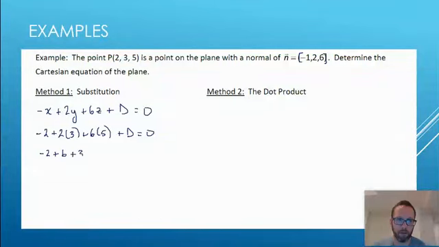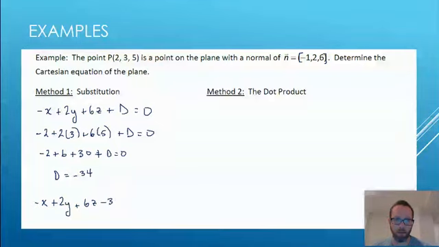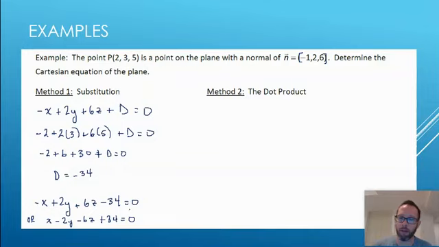-2 plus 6 plus 30 plus d equals 0. So that's going to give us 34, and we move it over, we're going to get d is -34. And so the equation of our plane, the Cartesian equation, is this: -x plus 2y plus 6z minus 34 equals 0. If you like to keep your x value positive, you could do x minus 2y minus 6z plus 34 equals 0. They're both the same equation.